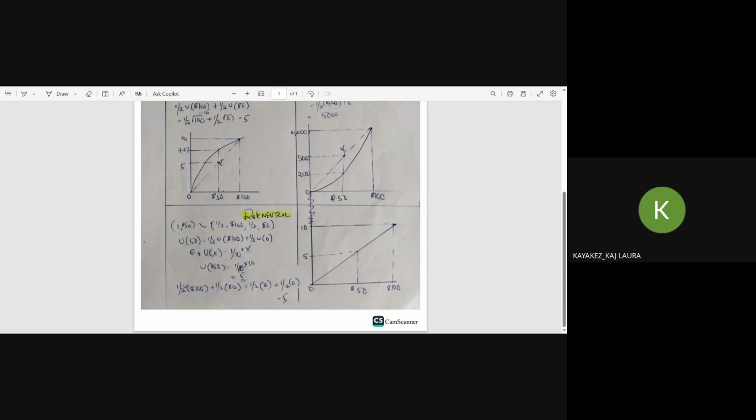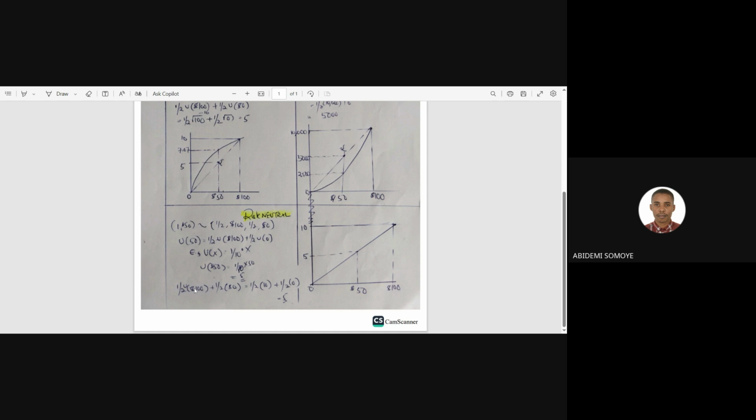Teacher, I have a question. Please write on the last sentence, when there is half, 1 over 2, open the bracket 10. That 10 means 1 over 2 times 10. How will we get 10? Okay, 10 is from 1 over 10. Look at this equation: utility of x equals 1 over 10 times x. So plug in 1 over 10 times 100.